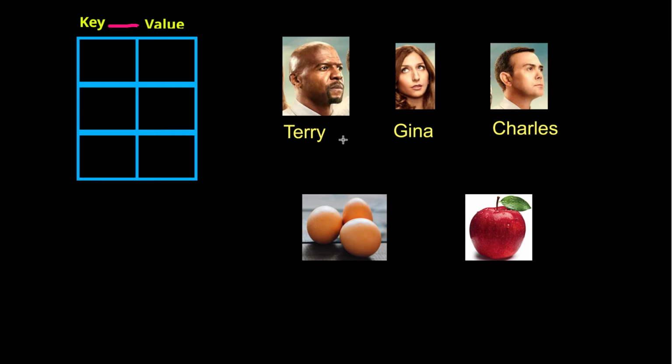So let's say we had Terry, Gina, and Charles, and we wanted to make a hash map to show what each of them had for breakfast. Now, Gina and Charles both had an apple for breakfast, while Terry, because he's huge and he's super buff, had eggs for breakfast, okay? So in this case, our key would be every single individual here, because they are unique elements. We want to know what they had for breakfast.